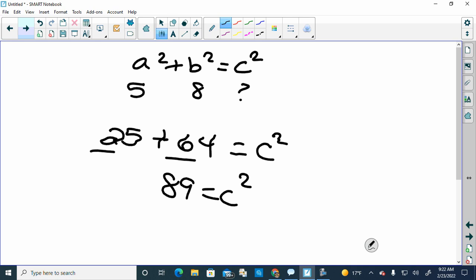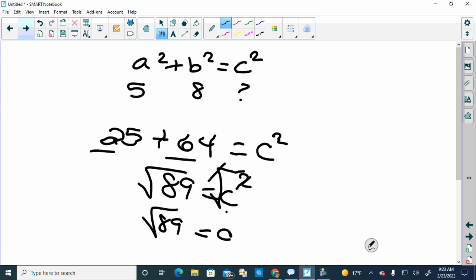So to get rid of this, the opposite is take the square root. Square and square root cancel each other out, it leaves the c, but what I did to this side, I'm also going to do to the other side. And then 89 does not break down where you can simplify and bring out any pairs. So you just leave it like that. So that's a simplified radical format, unlike number 5 and number 6, where you could actually break those radicals down.